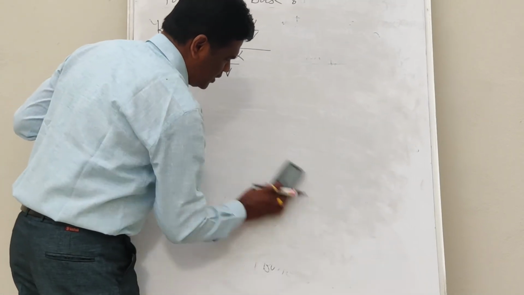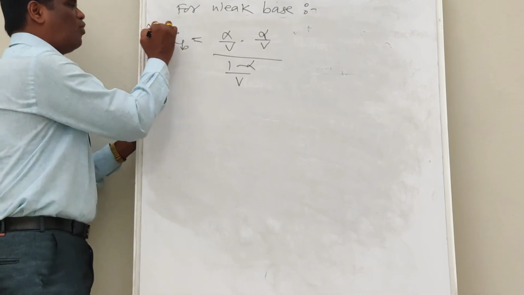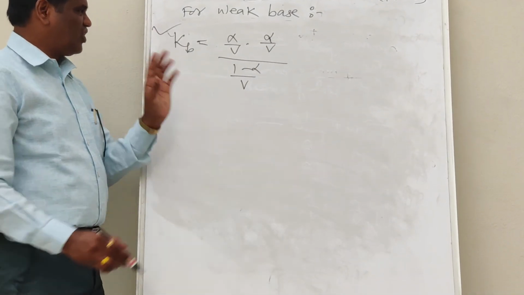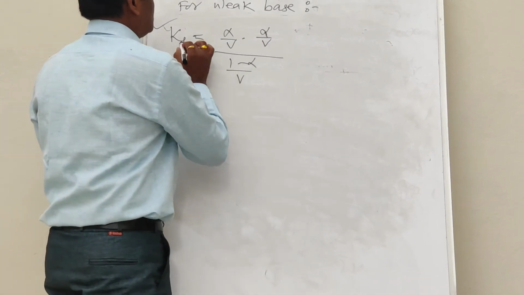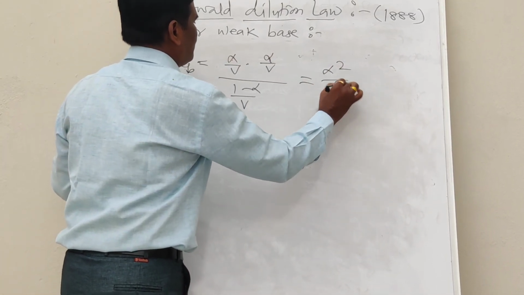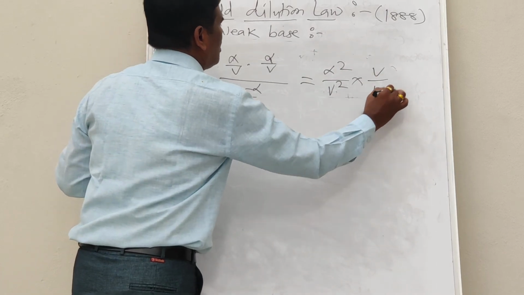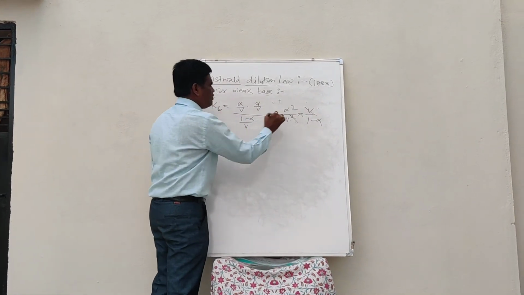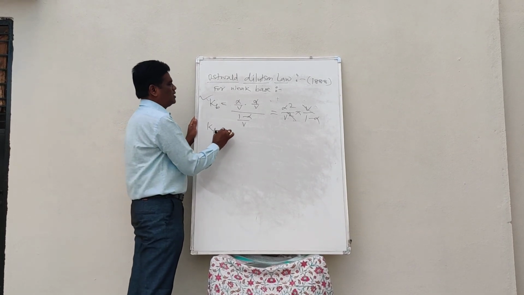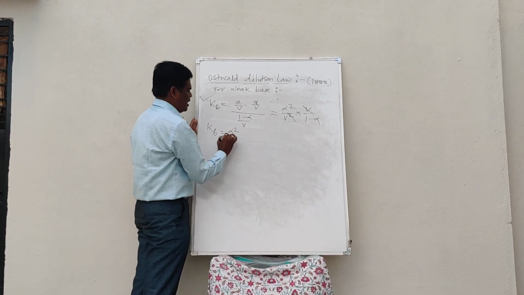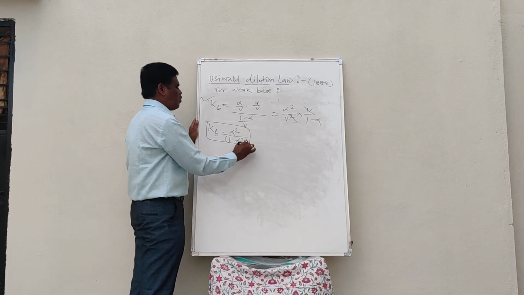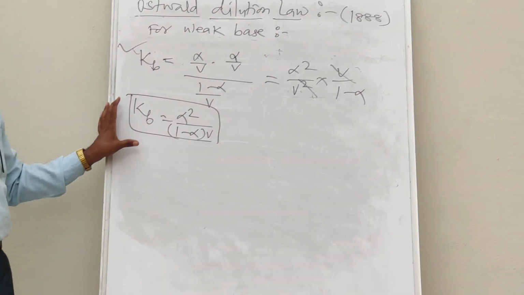Now you have to put this equilibrium concentration in this equation, and the equation becomes like that: alpha into alpha, alpha square upon V square, into V upon 1 minus alpha. So this V and V square will be cancelled. So it becomes Kb is equal to alpha square upon 1 minus alpha into V. So this is the first form of Ostwald dilution law.